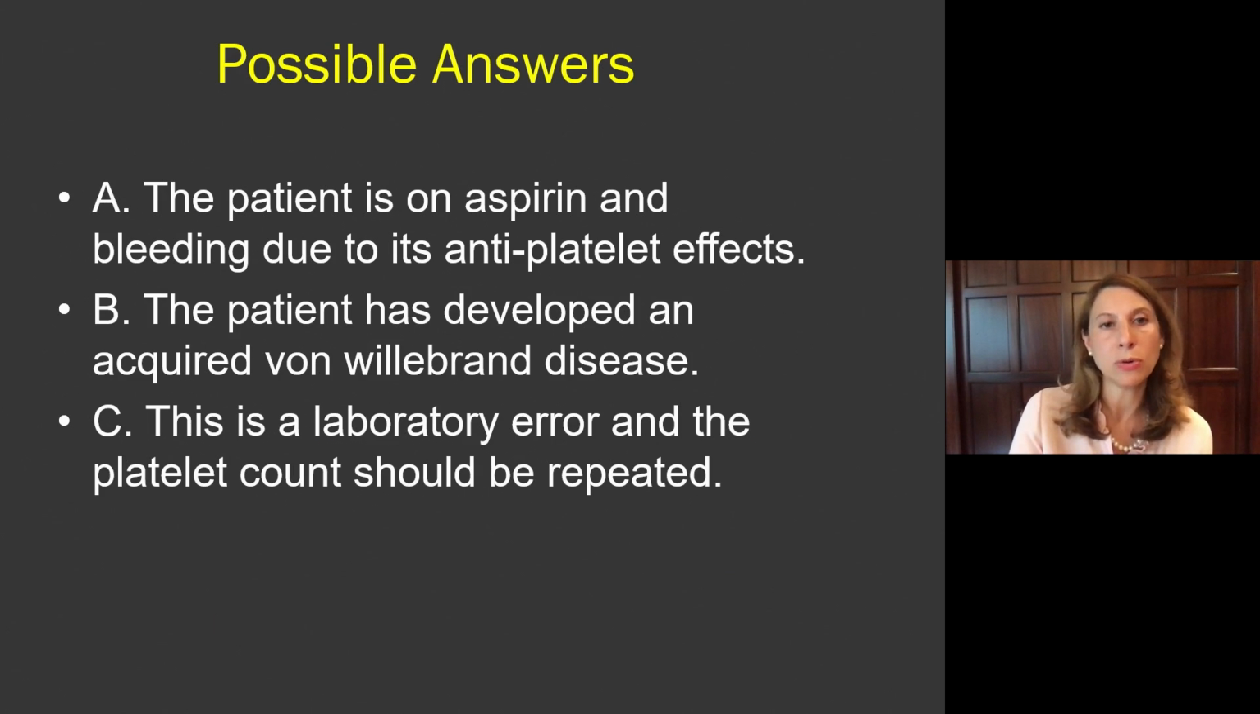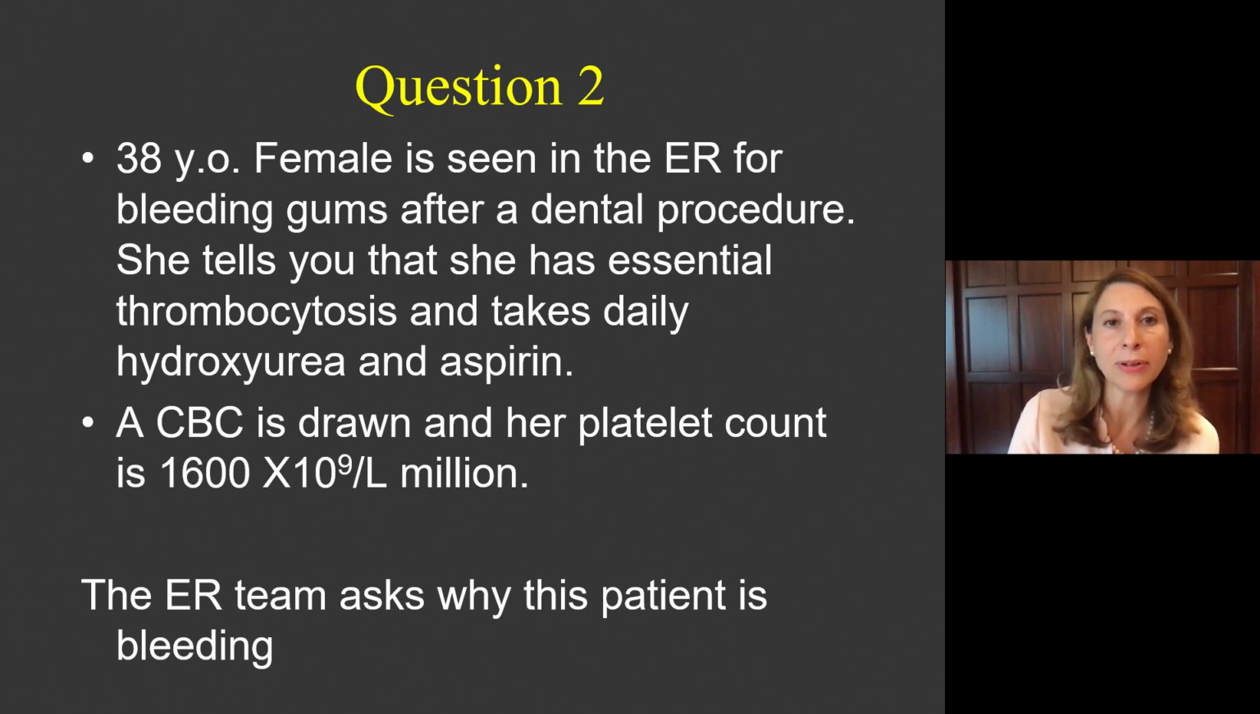Moving on to our second question. This is a 38-year-old female seen in the ER for bleeding gums after a dental procedure. She tells you that she has essential thrombocytosis, or ET, and takes daily hydroxyurea and an aspirin. A CBC is drawn and her platelet count is 1.6 million. The ER team consults you and asks, why is this patient bleeding? She has so many platelets.